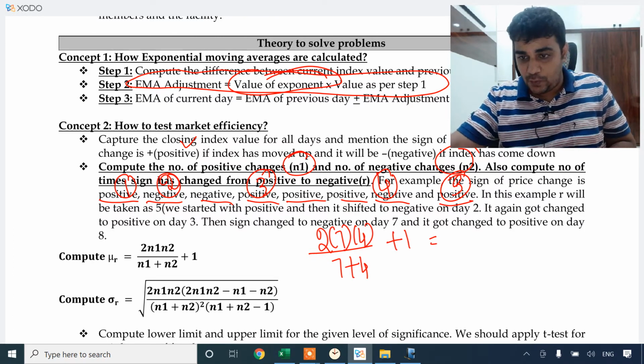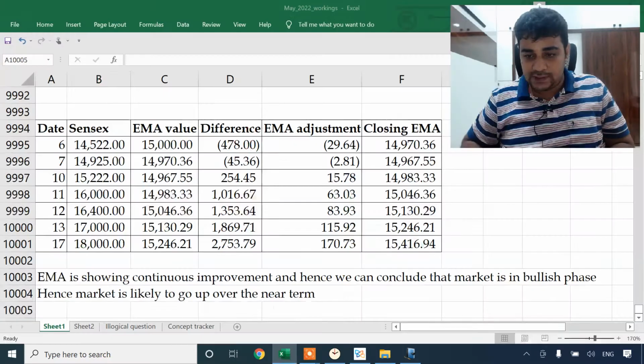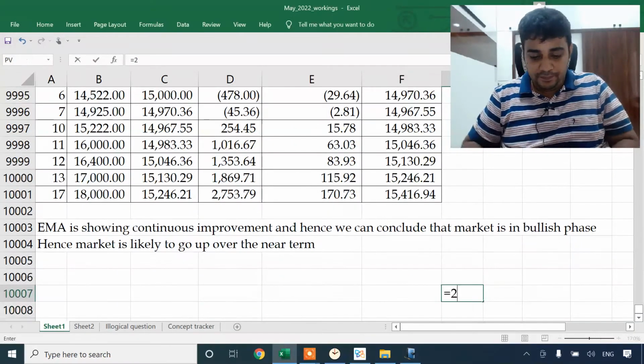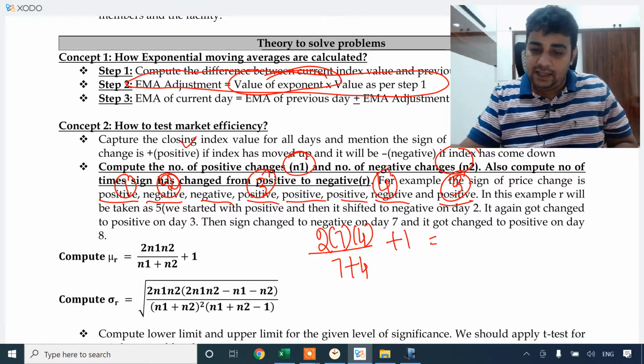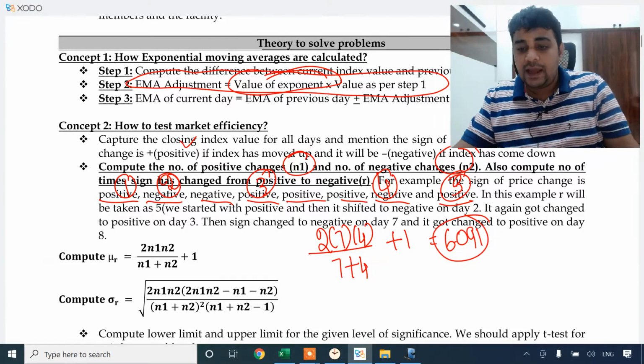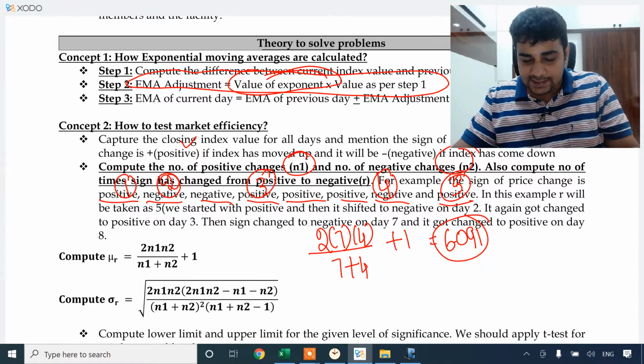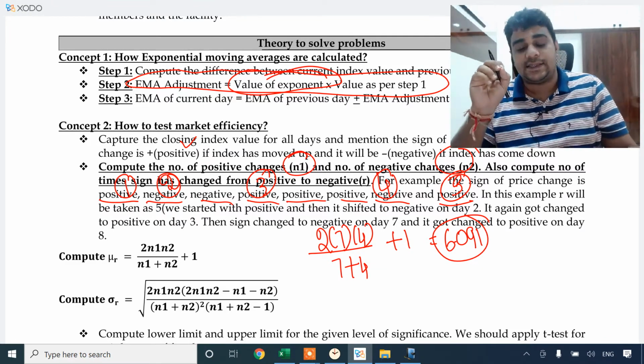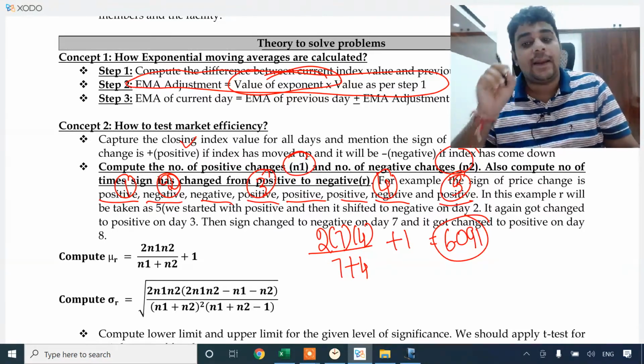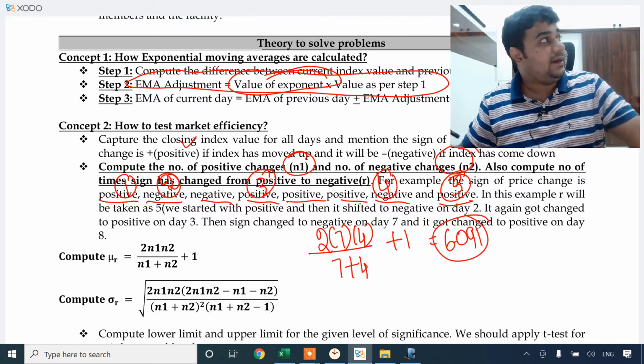2 into 7 into 4 divided by 11, plus 1. So basically if 11 data points are given in which 7 positive and 4 negative changes have happened, ideally 6 runs should be there. If there are less than 6 runs or more than 6 runs, it's a problem. But we don't go by exactly the number 6.